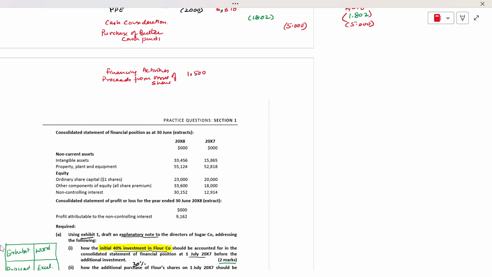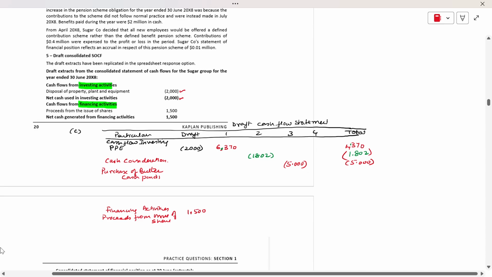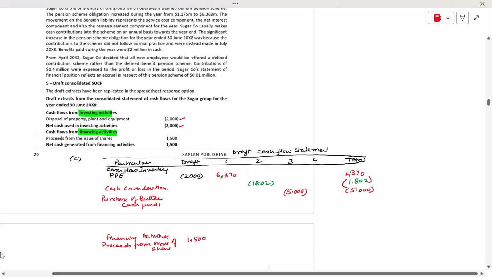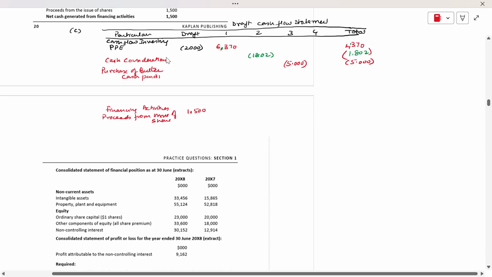Consolidated statement as on June 30th. You have the ordinary share capital, 23 and 20. Is it right? This is the draft consolidated statement of cash flows, Sugar group. This is with respect to the Sugar group. Just have a look at this.